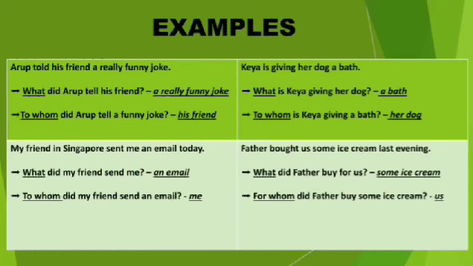So you can see, the object coming right after the verb is regarded as the indirect object, and the answer we get when we ask the question what is regarded as the direct object.